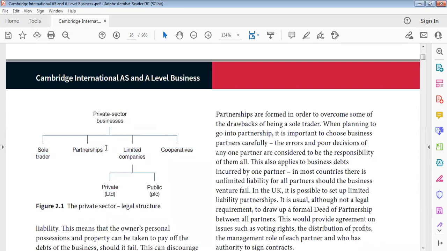Partnerships and sole traders have unlimited liabilities. But the cooperative is actually very different. We'll talk about them later. But other than partnerships and sole traders, these limited companies have limited liabilities, for both types.